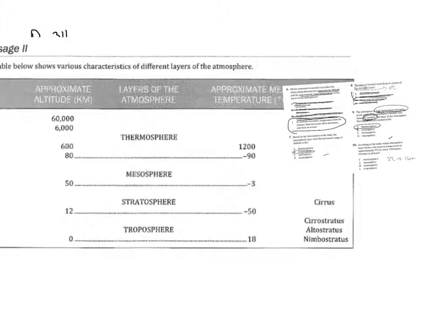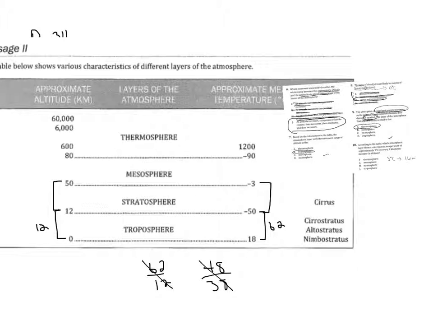We come here and we see the altitude difference here is 12. The temperature difference here is 62. That's close, but let's see if we get one that's closer than that. So here the stratosphere is 50 minus 12. Over here the temperature goes from 50 to minus 3. So that's a temperature difference of 48 over a difference of 38. So it's not that one, it's not that one.